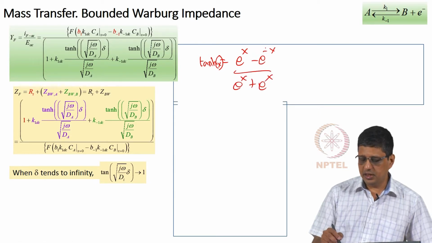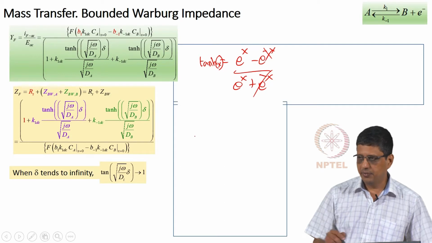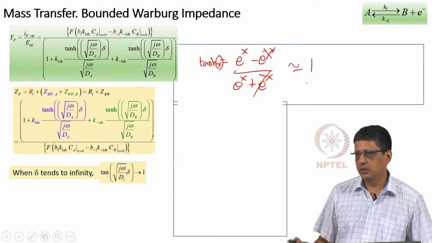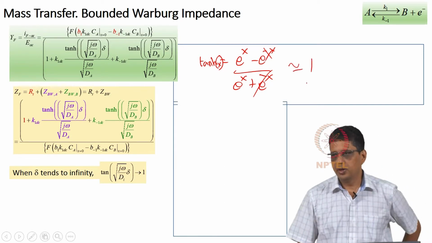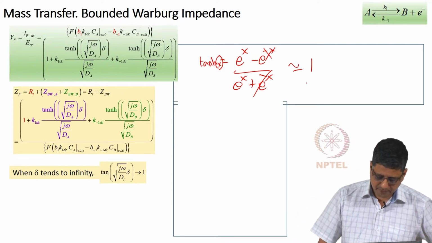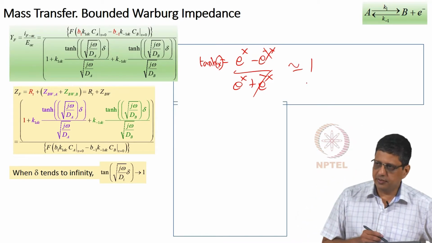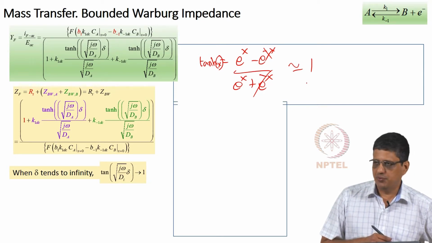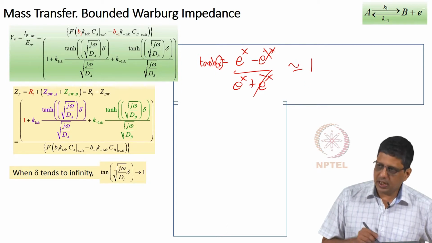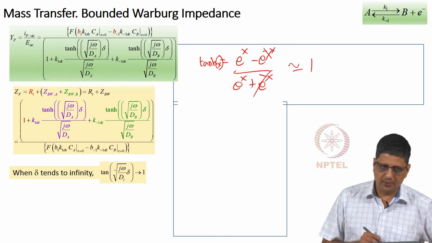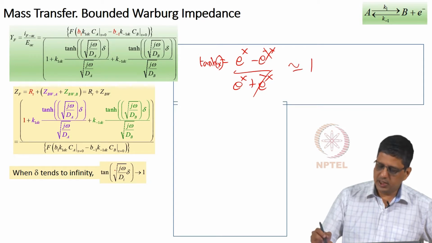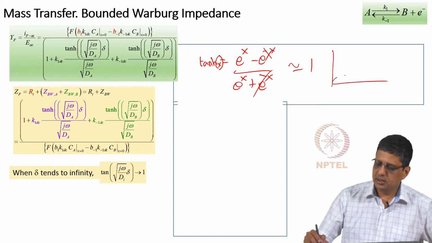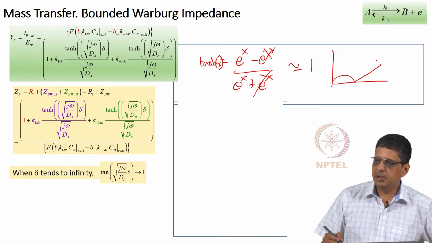As x tends to infinity, this is going to go towards 1. Here it is delta tending to infinity. Even when delta is not infinity, if omega is relatively large, tanh is going to be 1. So what you would expect to see is that it should look like the Warburg impedance.